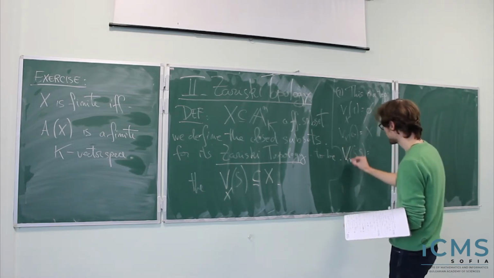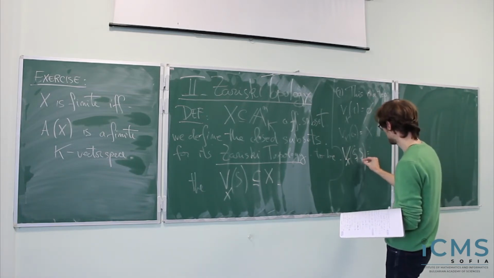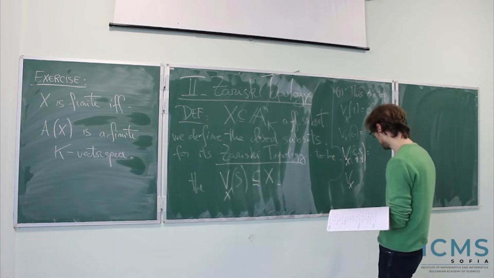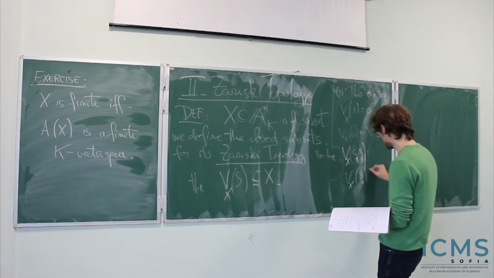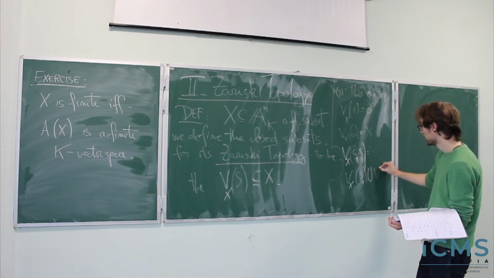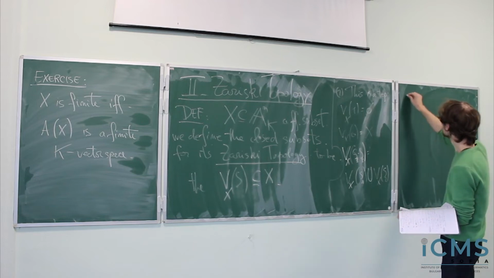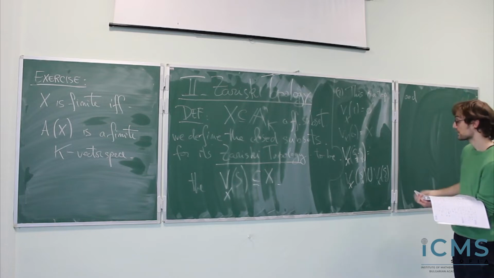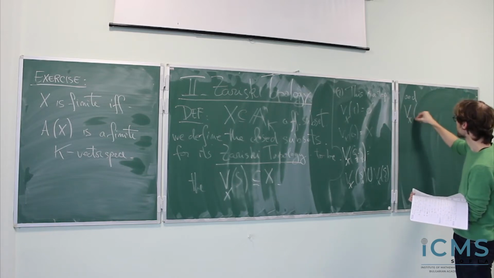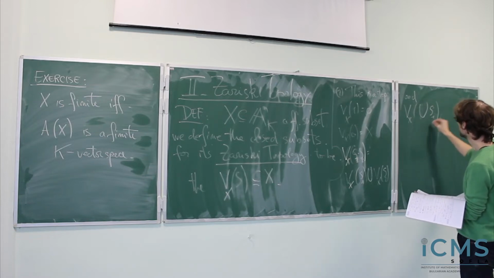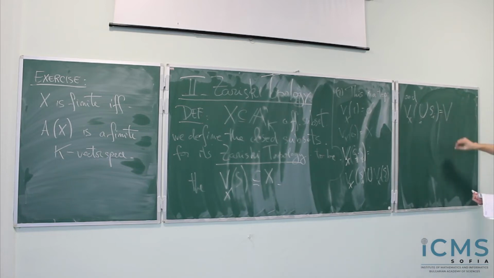So, Vx of S1 and S2, the product of these two subsets, is going to be equal to Vx of S1 intersect, union. Yeah, this is the closed subset. Vx of S2. And we also have the arbitrary intersection. So if I take a family of subsets, then its zero locus will be the intersection.